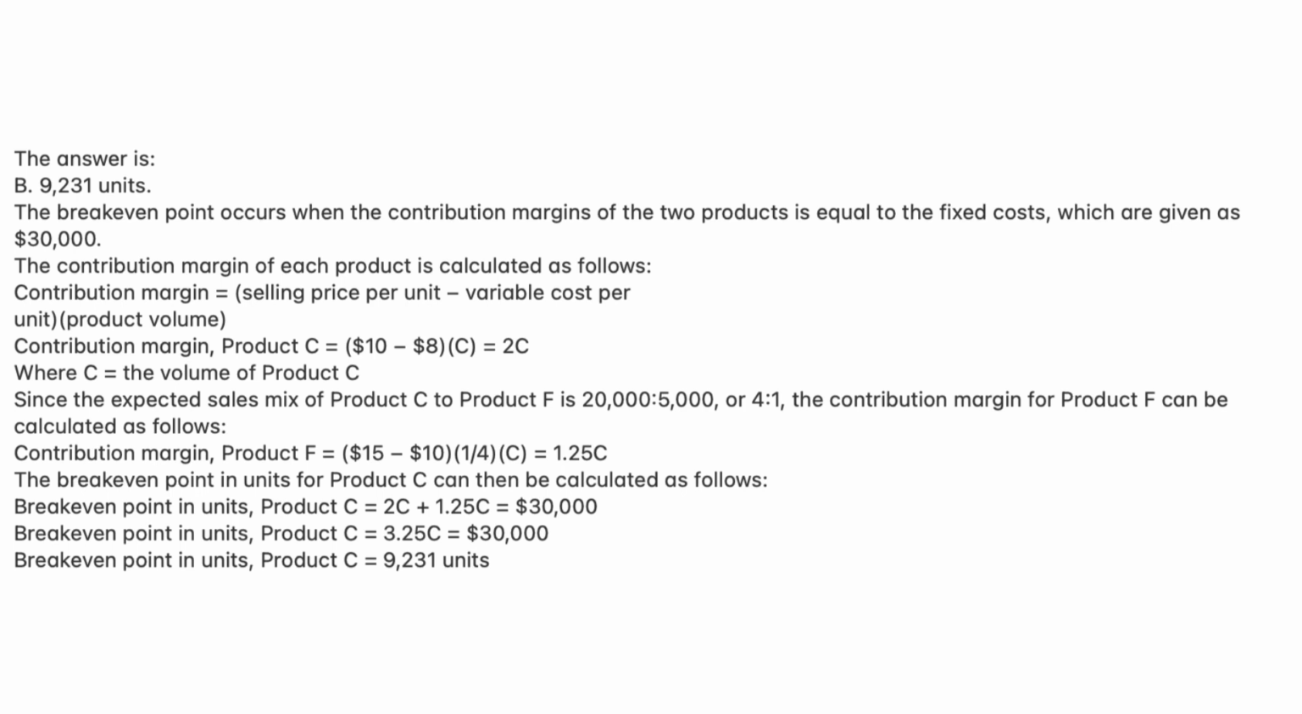The break-even point in units for Product C can then be calculated as follows. Break-even point in units, Product C: 2C plus 1.25 C equals $30,000. 3.25 C equals $30,000. Product C equals 9,231 units.